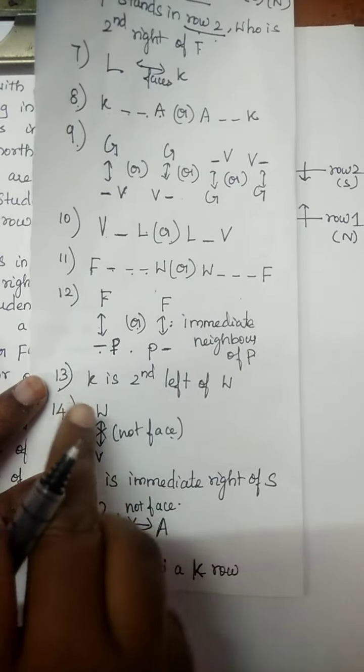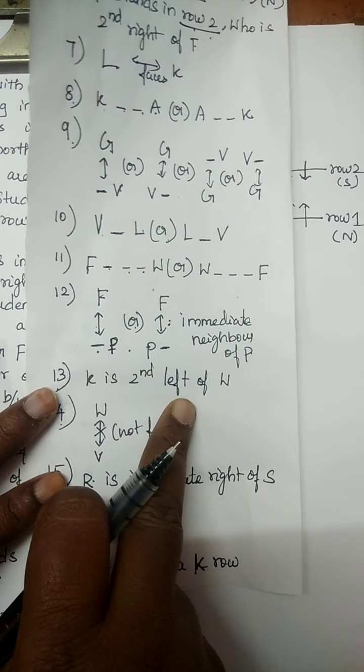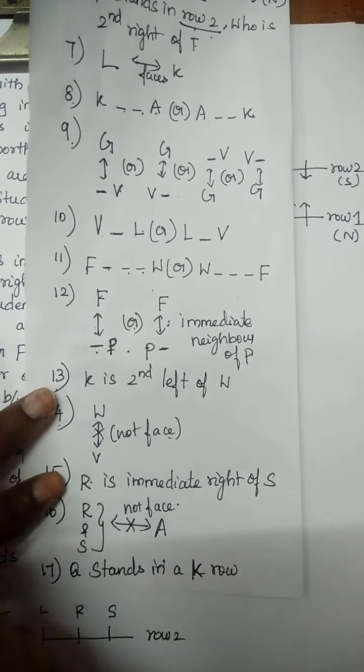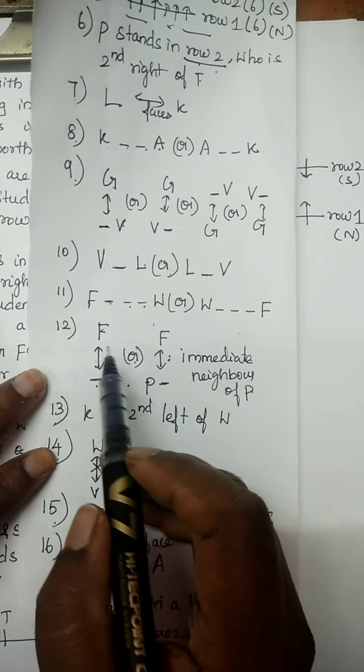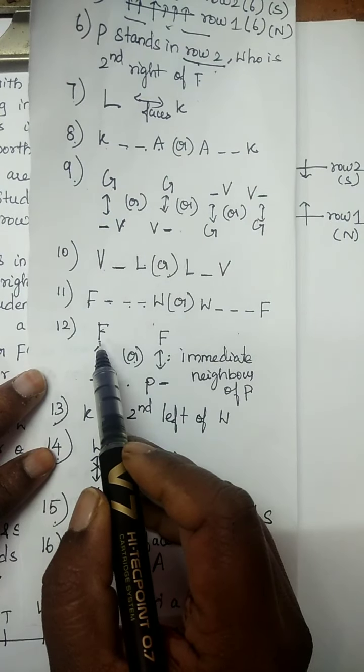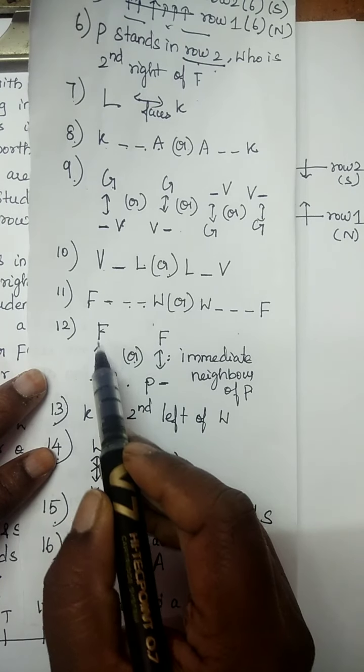Now K is second to the left of W. We don't know that. But F we know. F is at row 1.